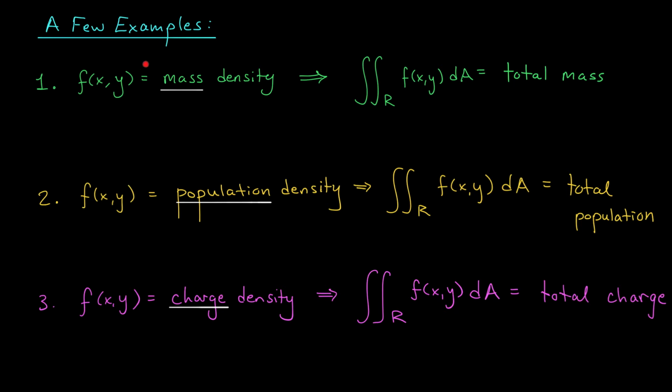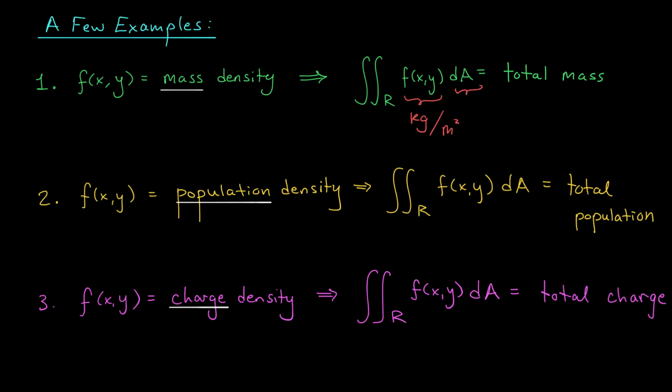So for example, suppose that your function f(x,y) represents the density of mass of some object over a flat surface. In that case, the double integral of f over that region R is going to represent total mass. You can see here that the units will match up. If f(x,y) represents density, then maybe it's measured in kilograms per meter squared.